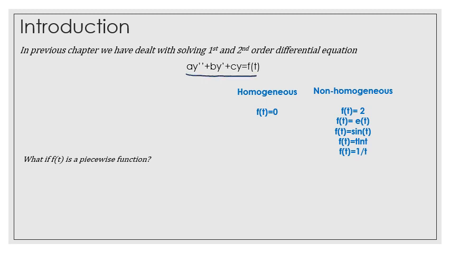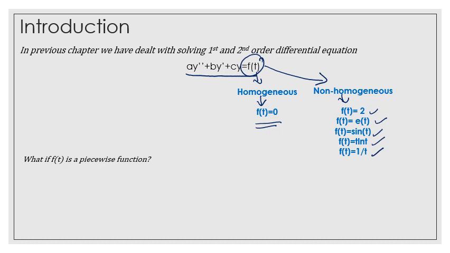Given example by this function f(t), we have two cases: homogeneous and non-homogeneous. For homogeneous, we covered f(t) equal to 0, whereas for the non-homogeneous cases, we have f(t) not equal to 0. It can be constant, exponential, sine, trigonometry, ln, 1 over t, and so on.